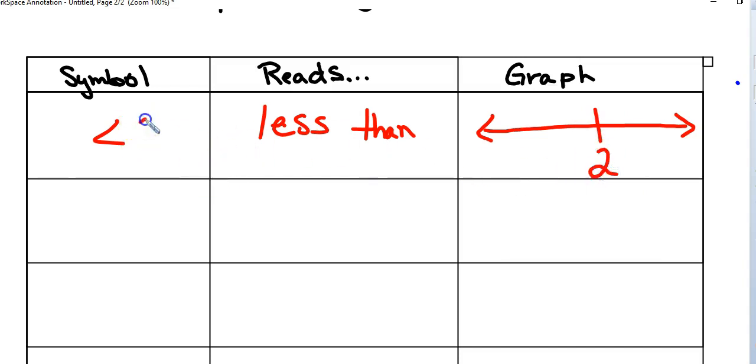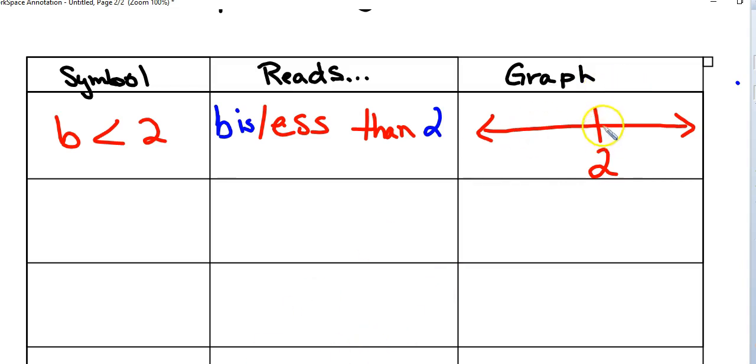Now, we know this number can change, but we have a certain variable. It can be any letter, really. Maybe it stands for the number of bananas I eat a day. I don't know. And then this number over here can change. So how would we read this? We would say B is less than 2. So B is less than 2. That's how we would read this statement.